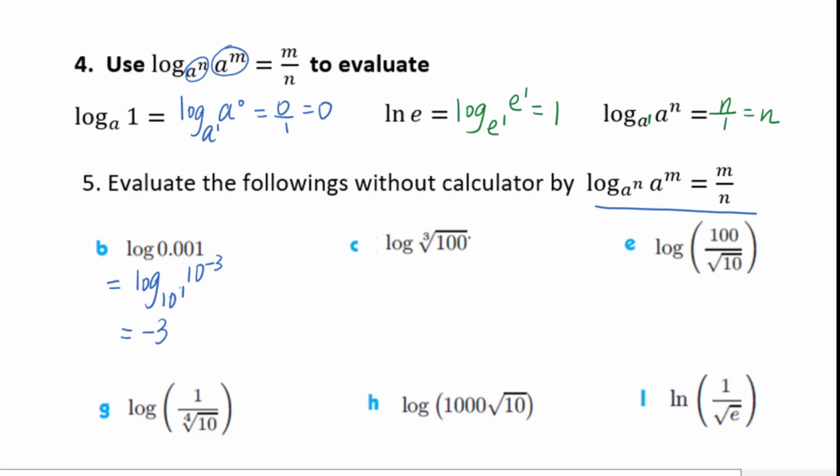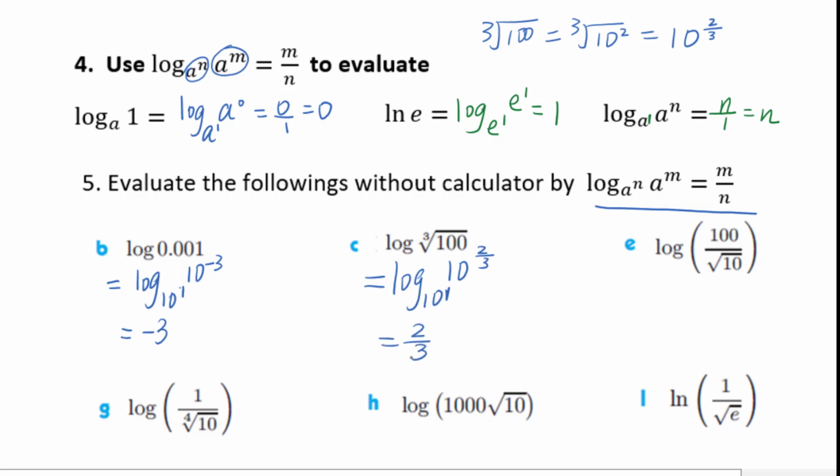Look at the C, cubic root of 100. For cubic root of 100, that equals cubic root of 10 to the second power, which means 10 to the 2 over third power. Common log, the base is 10. 10 to the 2 over third power. This is 1. So 2 over 3 over 1 equals 2 over 3.